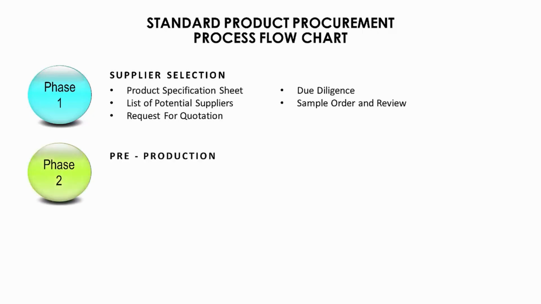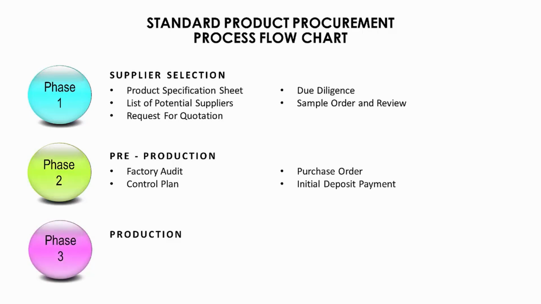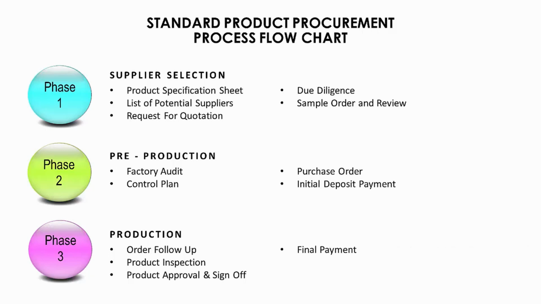Phase 2 is the pre-production phase. This includes carrying out a factory audit, defining your control plan for production, placing the purchase order, and paying the initial deposit for production. The final phase, phase 3, is production, which includes the follow-up throughout the entire production process with your supplier, getting products inspected and corrected if needed, approving production parts, and signing them off as acceptable, which leads to the final payment and the balance.